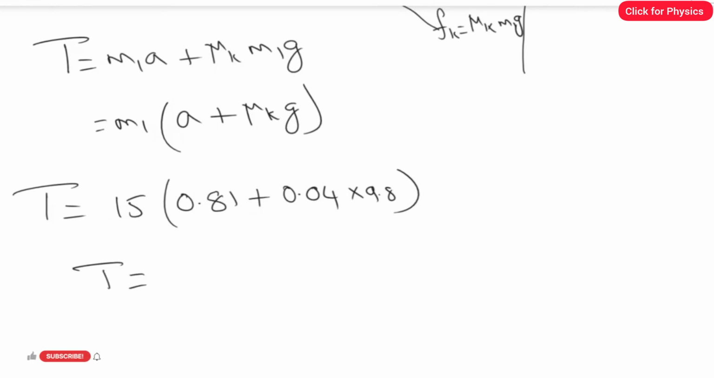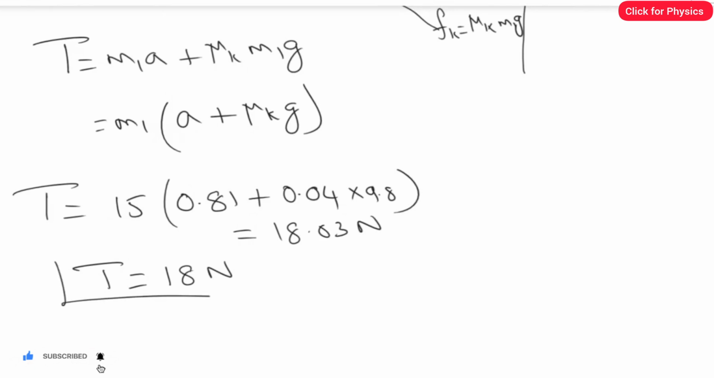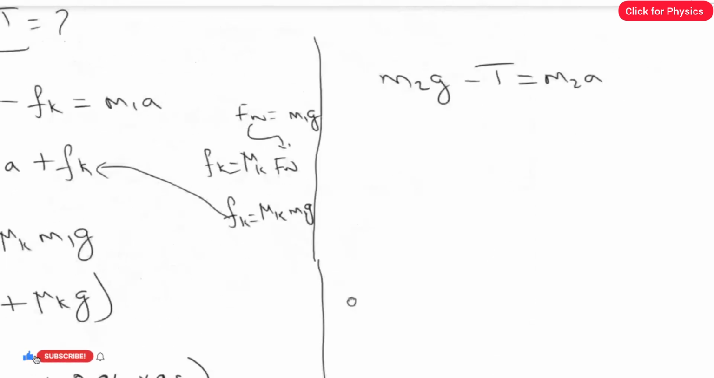So let's write the value of T. So we got 18.03. So I can write the answer as 18 Newton. So what answer did we get actually here? We got 18.03 Newton. So I just write the answer as 18 Newton. Clear? Okay. Now I have to use the second equation. When you are using the second equation also, you'll get the same. What is the second equation here?